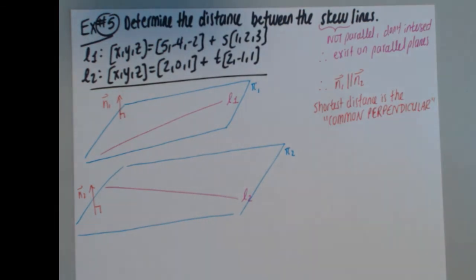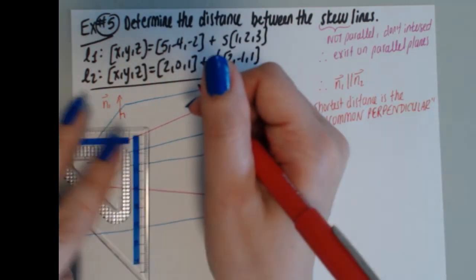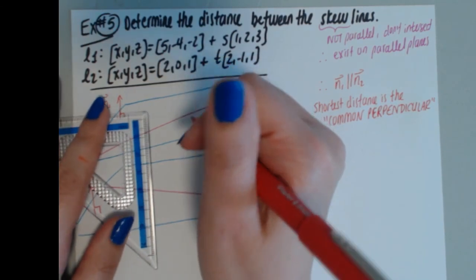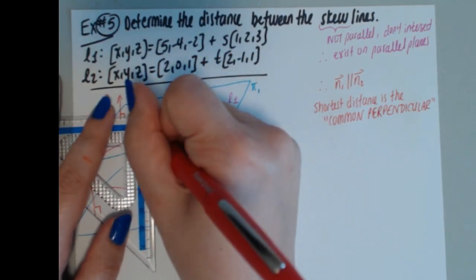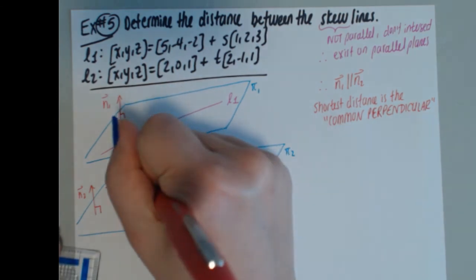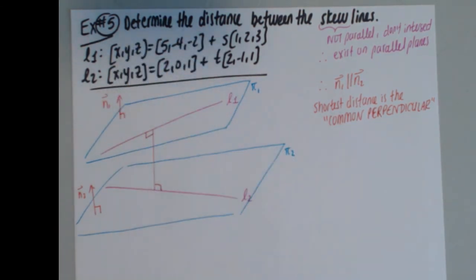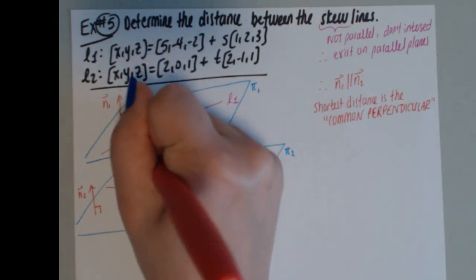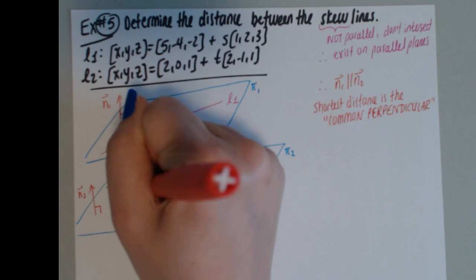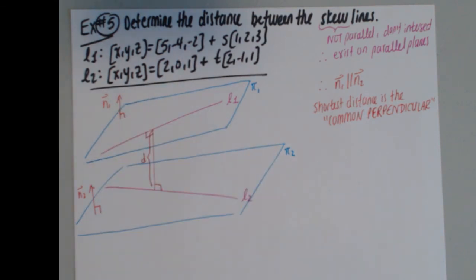Now, common perpendicular means that you draw a 90-degree angle to one line, you draw a 90-degree angle to the other line, and that is the shortest distance. Okay? So I have 90 degrees hitting this, I have 90 degrees hitting this. That is the common perpendicular. And what I want to do is find the distance, the length of this line right here. Once I figure out that, I'll have the answer.